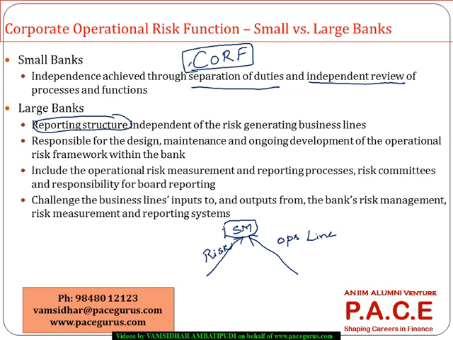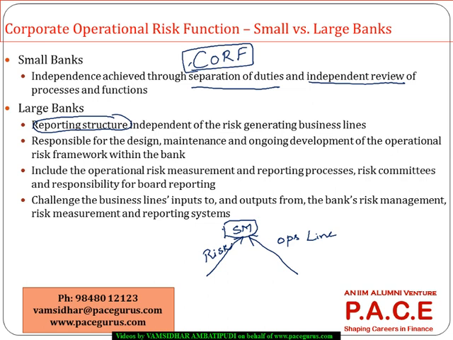So it is a full-time job, with a separate reporting structure altogether. This team will be responsible for measuring the operations risk through various metrics. They get into the reporting processes. They have risk committees and all these things. Their main role is to challenge the business lines. Whatever inputs are going to the business lines, or coming from the business lines to the risk systems of the company, all of these have to be crucially verified and critically reviewed. That is the key role of CORF.